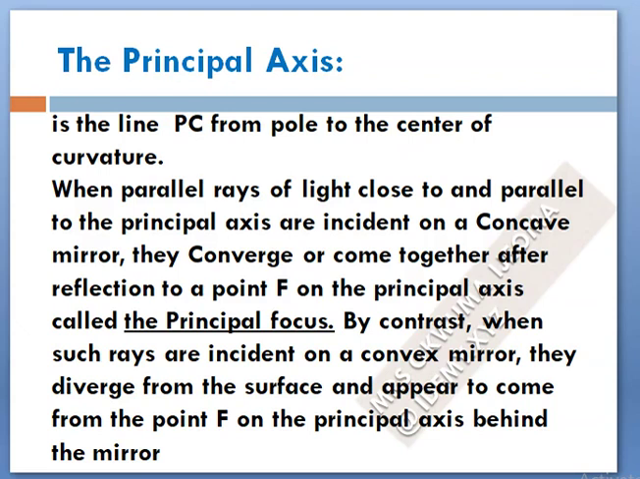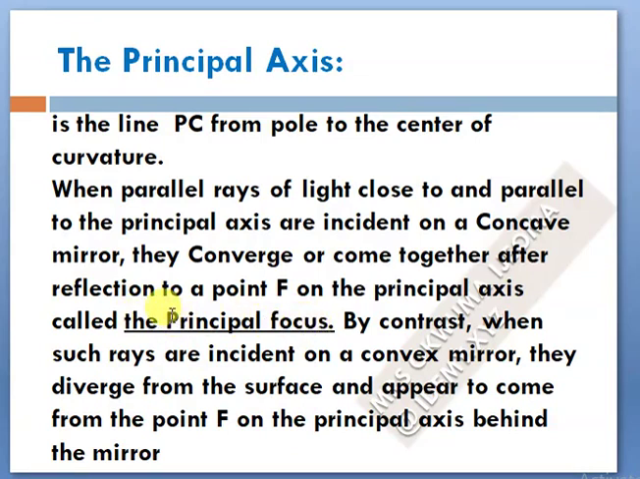Now, when parallel rays of light close to and parallel to the principal axis are incident on a concave mirror, they do what? They converge, or come together, after reflection to a point F on the principal axis, called the principal focus. So they converge at a point F. And that point F, we call it the principal focus.